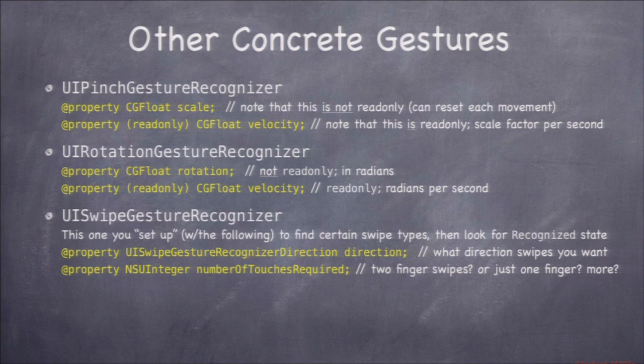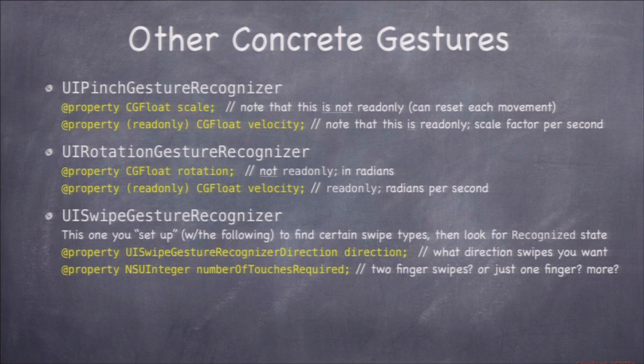Swipe gesture is one of these discrete gestures. You just set up this swipe gesture, you allocate it with the target and the action, and then you set these properties, direction or number of touches required. Number of touches means whether this is a swipe with 2 fingers or 1 finger. That's what number of touches means. 2 fingers, 1 finger, 3 fingers, 5 fingers, whatever you want.